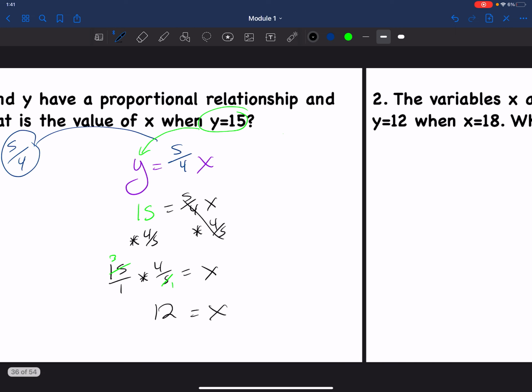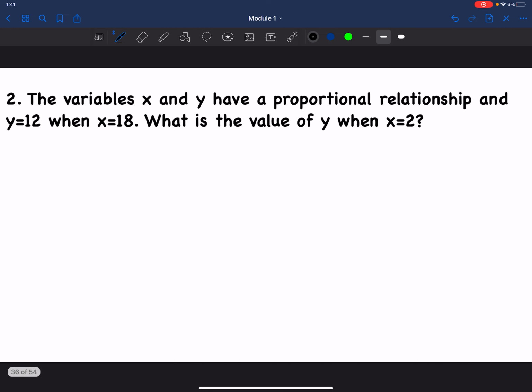Let's look at number 2. The variables x and y have a proportional relationship, and y equals 12 when x equals 18. So we're going to start the same way. We're going to do y over x. So in this case, that's 12 over 18, and then we'll simplify it. Those are both multiples of 6, so this is 2 over 3.